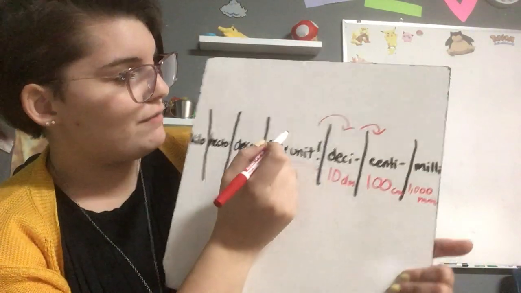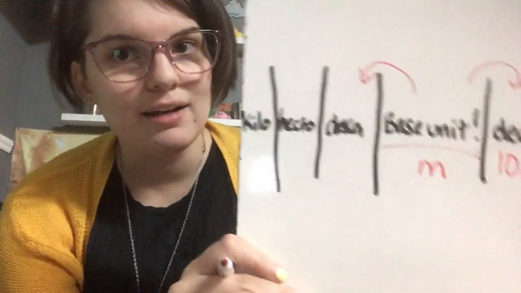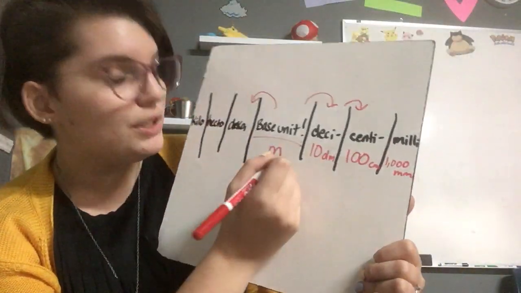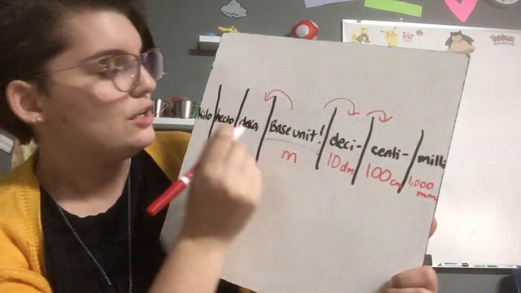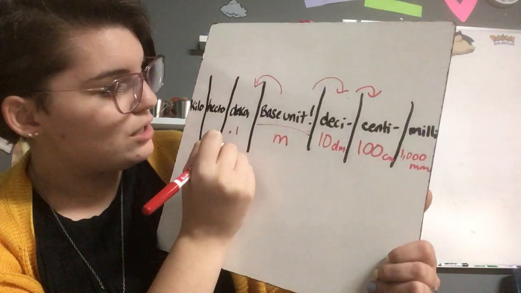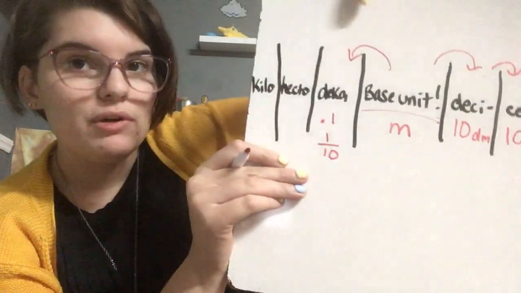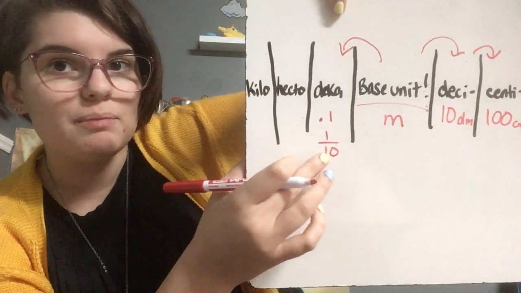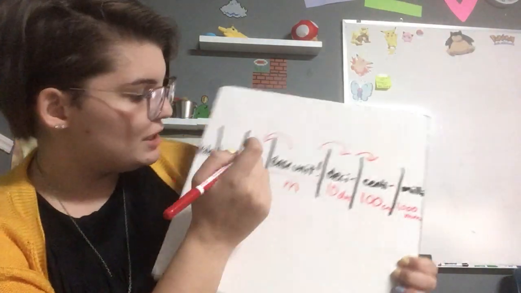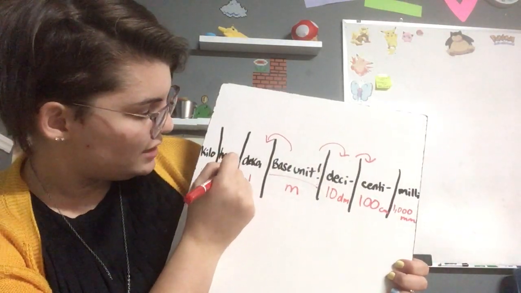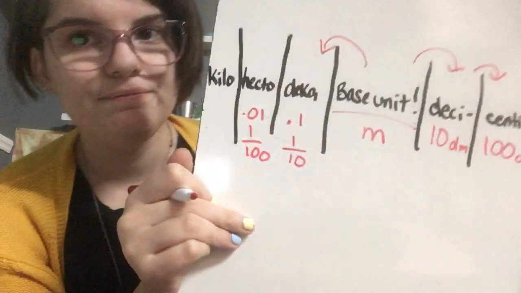So if I have a base unit of meters and I wanted to go to a decameter, the way you can do this is moving your decimal. So I'll show you that in a second. So pretty much this would be 0.1 or 1 over 10. If I multiply that by 10, so we're only multiplying the bottom by 10, what would that be for the hectometer? It would be 0.01 or 1 over 100.